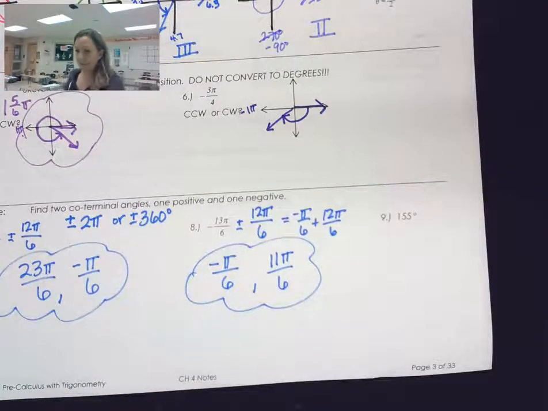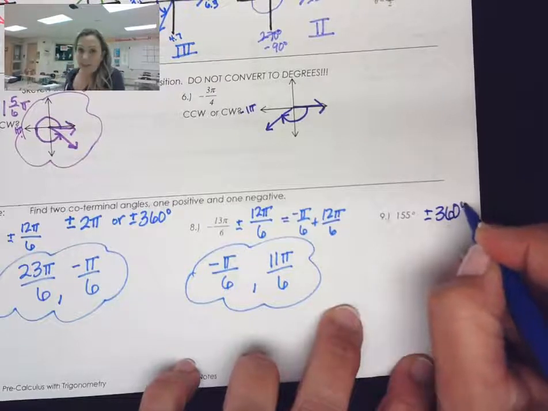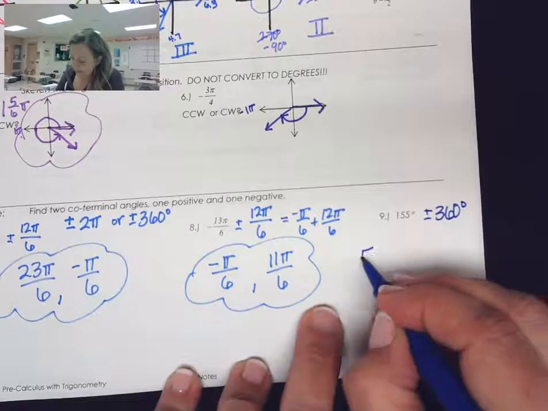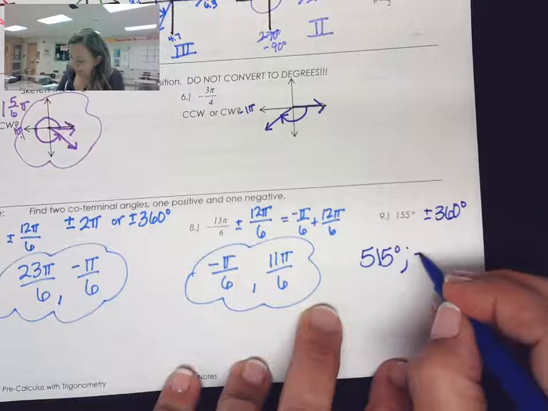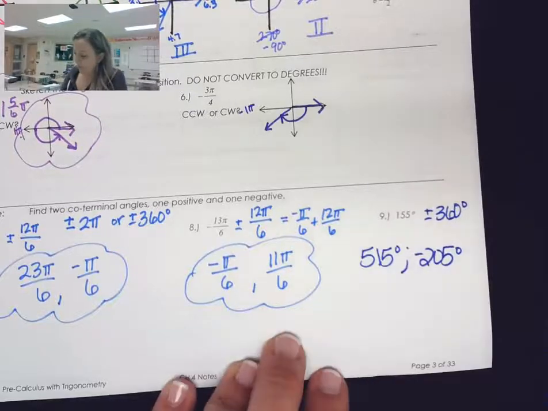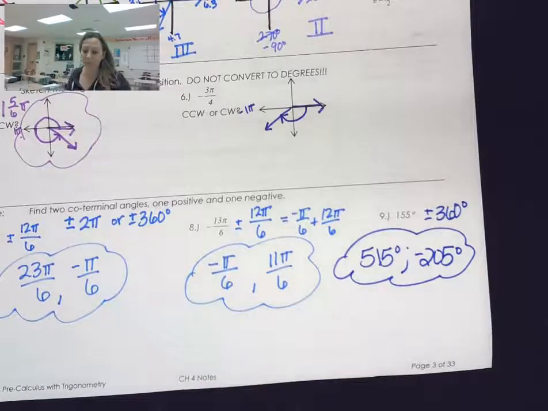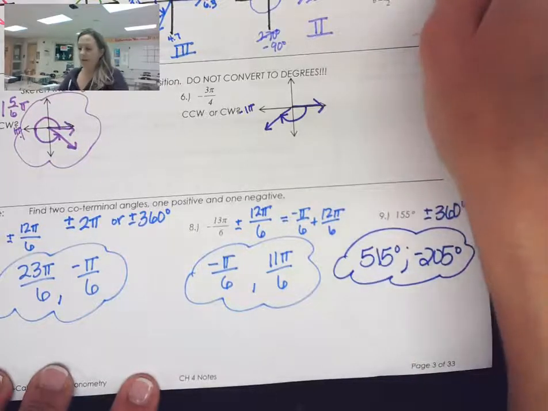Lastly, in number 9, we have something that's in degrees. So here what we would do is add or subtract 360 degrees. So if I add 360 to 155, I get 515 degrees. And then if I subtract 360, I get negative 205 degrees. And again, you could keep adding and subtracting multiples of 360 till you get where you need to be, okay? So that's coterminal angles. Again, that means they land in the same spot.